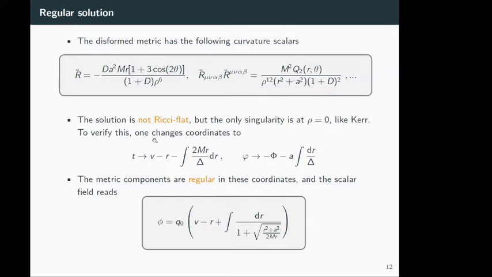And you can actually change coordinates, like I wrote here, to coordinates where the only singularity is actually at rho equals 0. So just like Kerr. So basically our procedure doesn't introduce new singularities. So that's a good thing. And in these coordinates that I wrote, the metric components and the scalar are regular in some region, of course, like are positive, for instance.